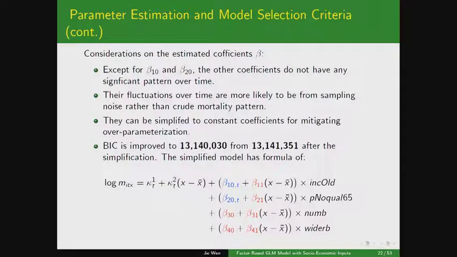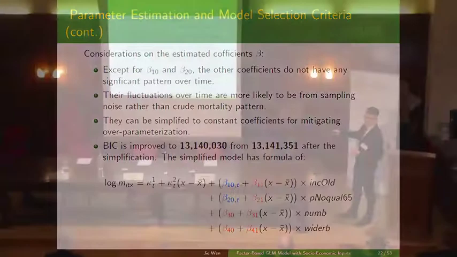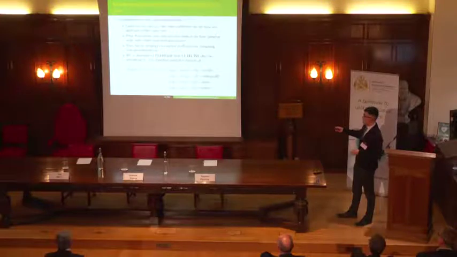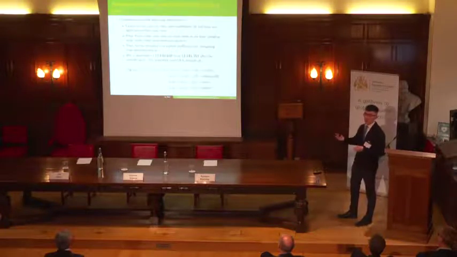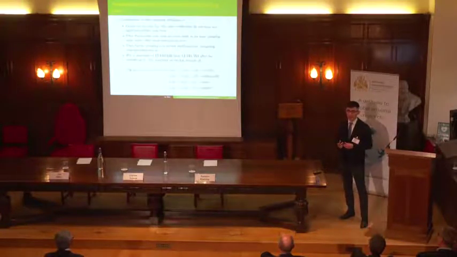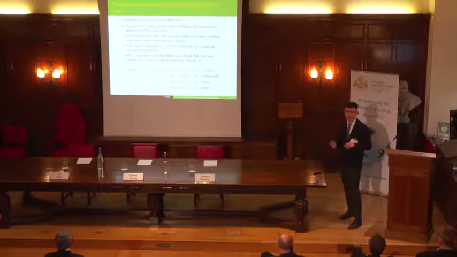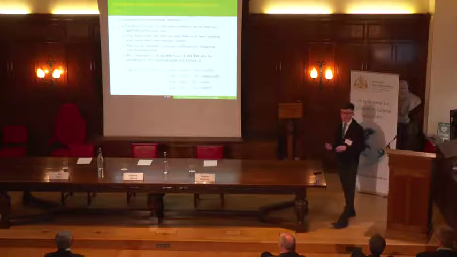And actually, after we made such a simplification, from the original model we only keep the time dependency for these two, and we remove time dependency for all the others and turn them into constants. The BIC has improved further from this to this by around 1,300, which is quite a big improvement because there are many fewer coefficients to be estimated. So the model becomes simpler without losing too much information about mortality.